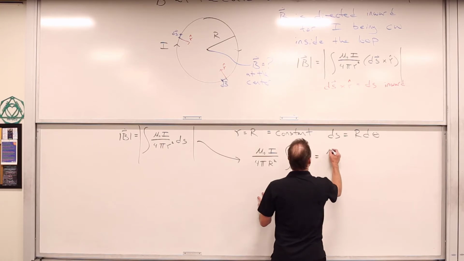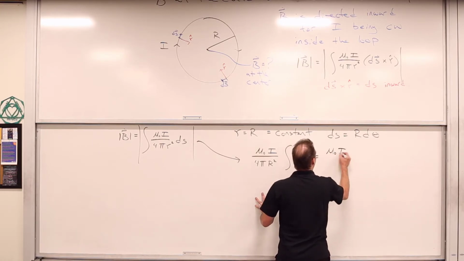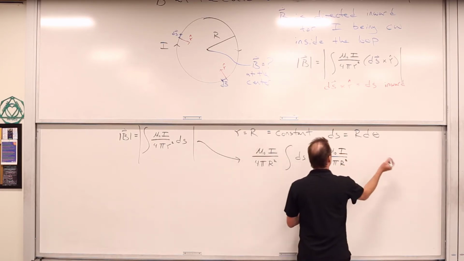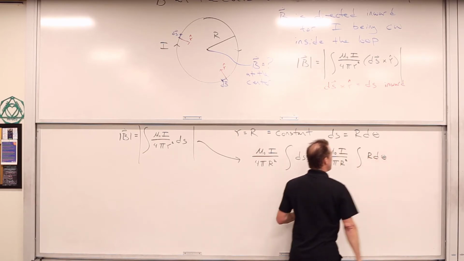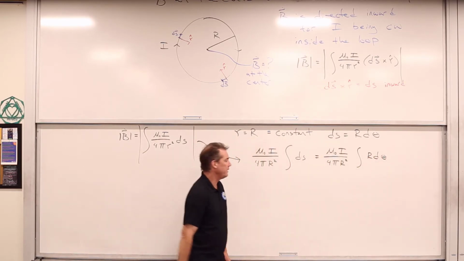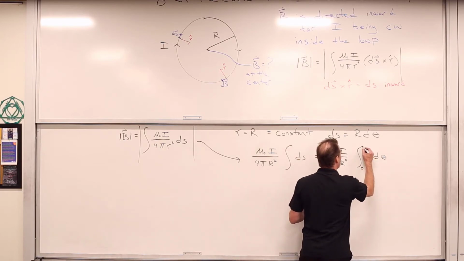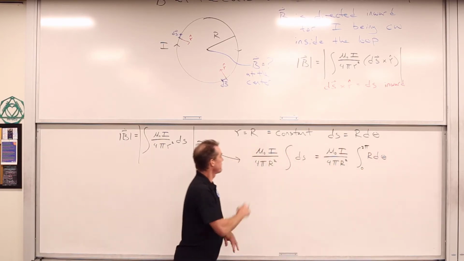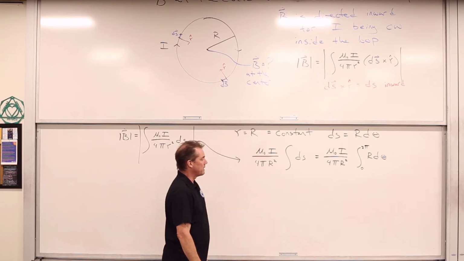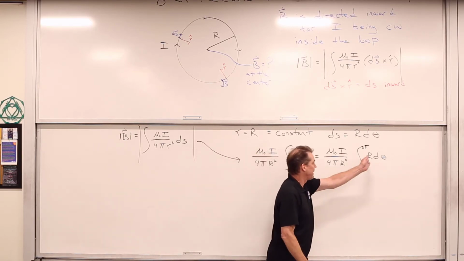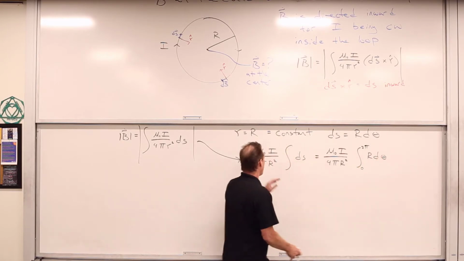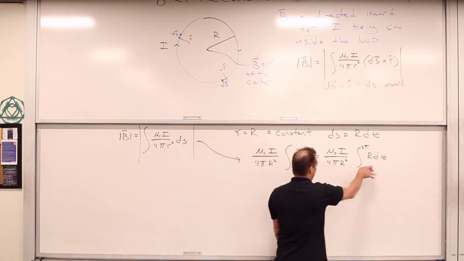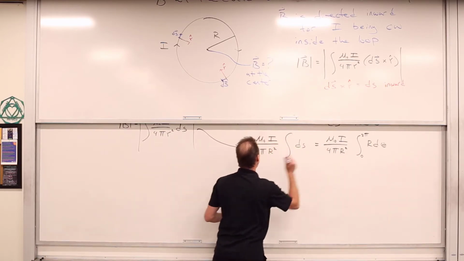And we can write this as mu 0 I over 4 pi r squared times the integral of r d theta. And what are we doing with theta? We're going to go from 0 to 2 pi radians. So we go all the way around the circle. What does that give us? It gives us 2 pi times r when we evaluate this whole thing, which is the circumference of the circle, right? So whether we said ds was 2 pi r or we integrated r d theta, we're going to end up getting the same thing.